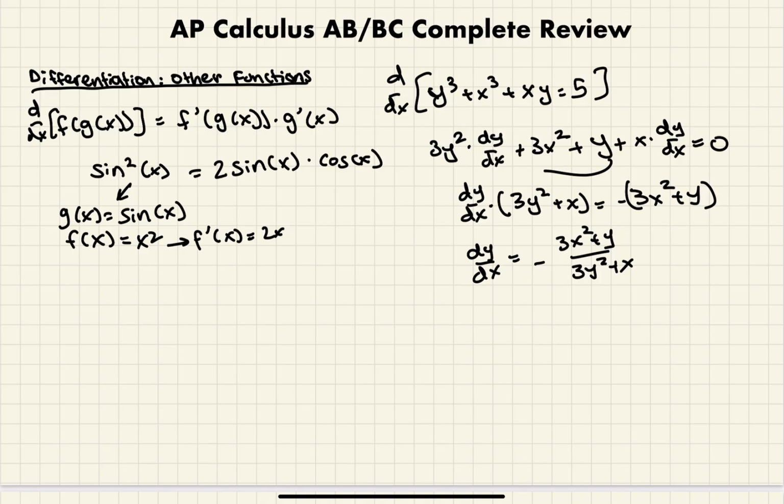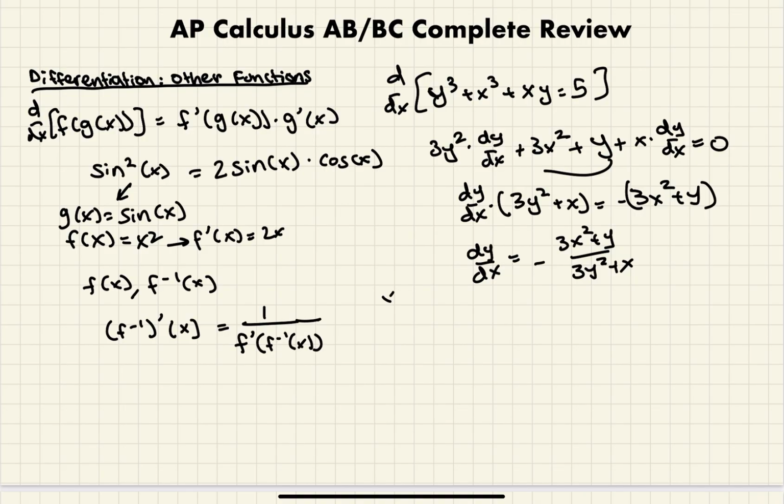So if you have f of x and its inverse f inverse of x, that means that the value of f inverse prime of x, so the derivative of the inverse function at a certain value of x, is equal to 1 over f prime of f inverse of x. So that's pretty much a rule you should know.